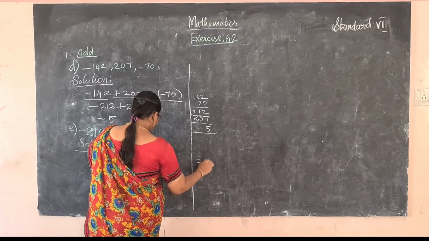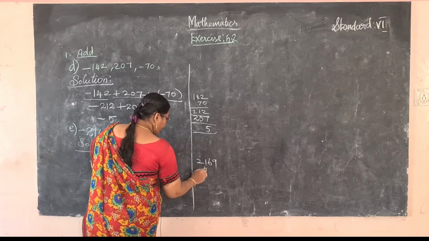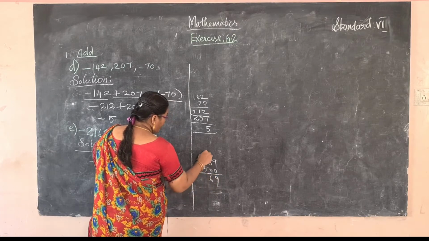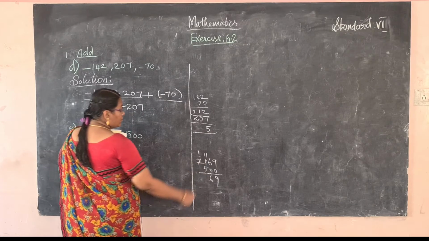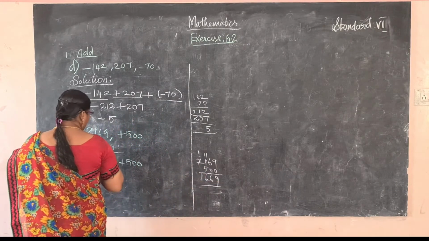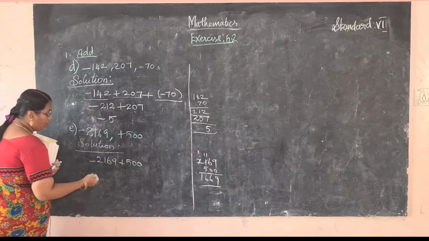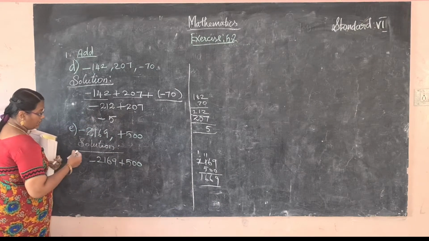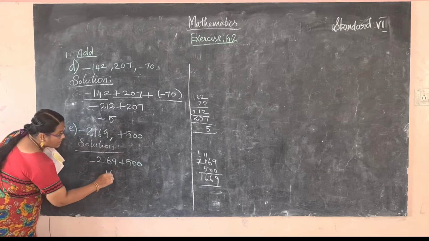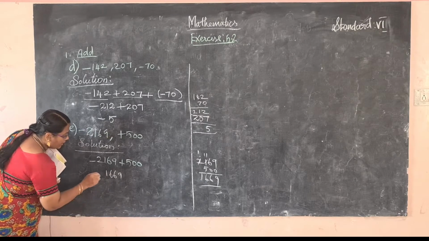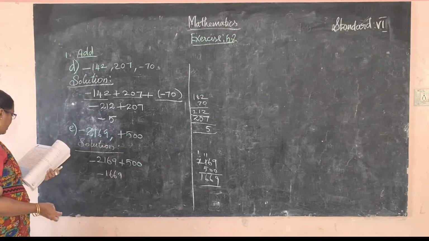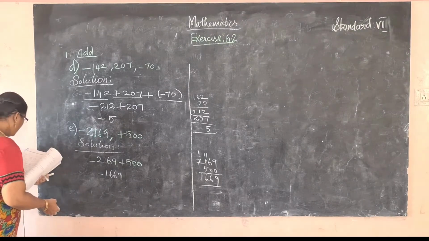So 2169, 500. Okay, so 9 minus 0... 6 minus 5 is not possible, so borrow from here. So 11 minus 5, 6. So 1669. The greater number's sign is negative. So the answer is minus 1669. Okay, that's it. And next one, F problem.